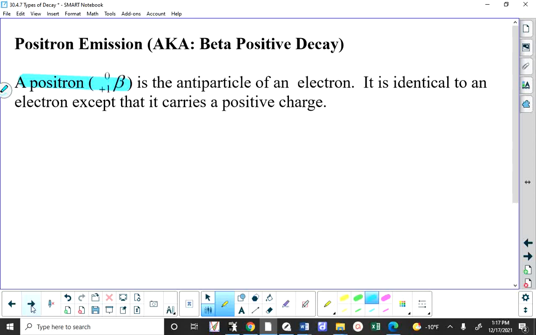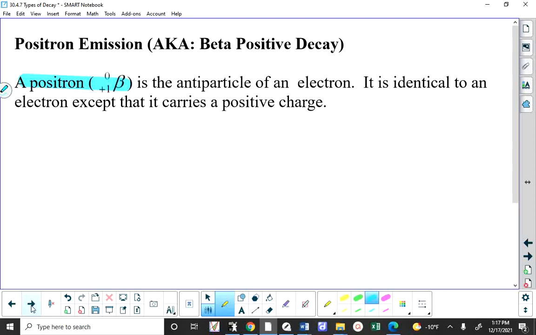And a positron has no nucleons. The atomic mass number on the top is 0. And that positive one on the bottom is not protons, it's charge. And I hate to break it to you, but a positron is a positive electron. Okay?